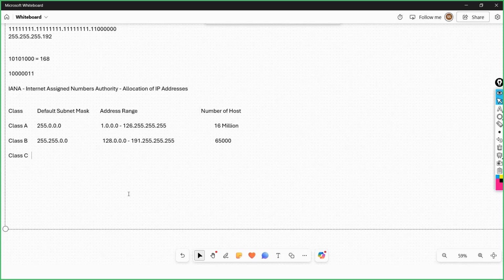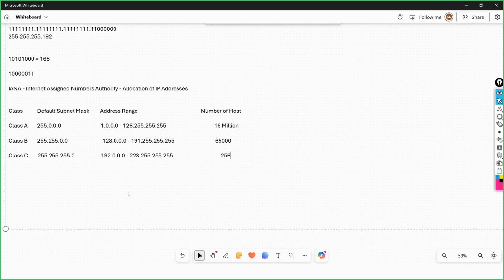And then we have class C, which has default subnet mask 255.255.255.0. The address range is 192.0.0.0 to 223.255.255.255, and the number of hosts we have already calculated is 256.